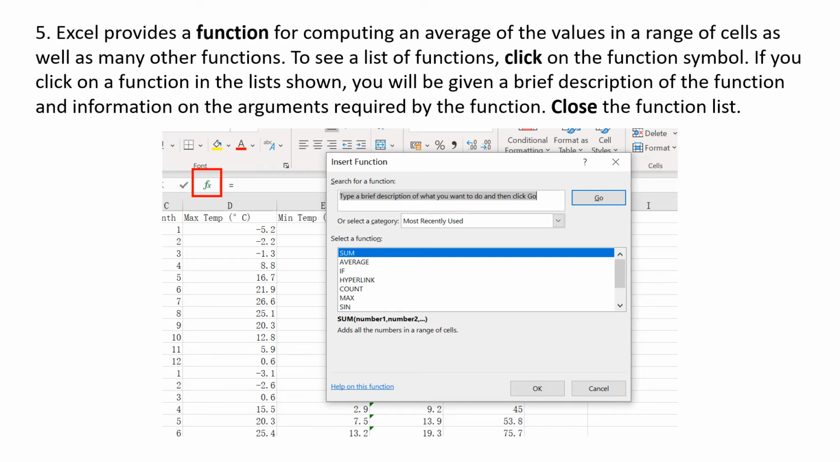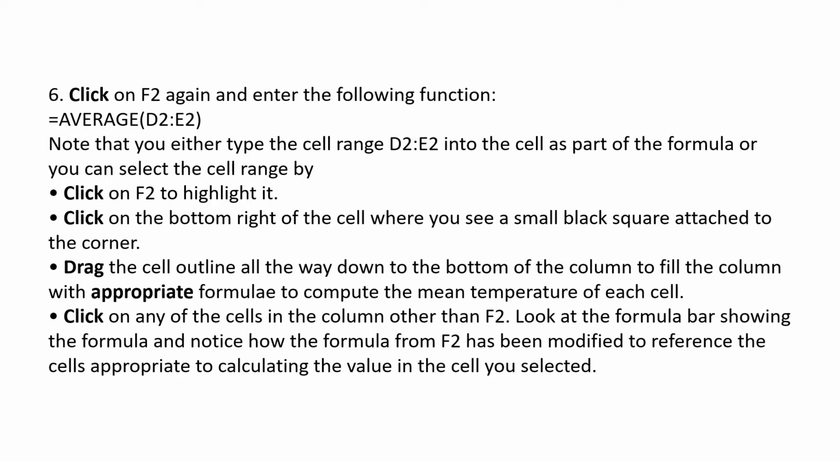Excel provides a function for computing the average of the values in a range of cells, as well as many other functions. To see a list of functions, click on the function symbol. Click on F2 again and enter the following function. Then click on F2 to highlight it. Then click on the bottom right of the cell, where you see a small black square attached to the corner, and drag the cell outline all the way down to the bottom of the column to fill the column with the appropriate formula to compute the mean temperature of each cell.